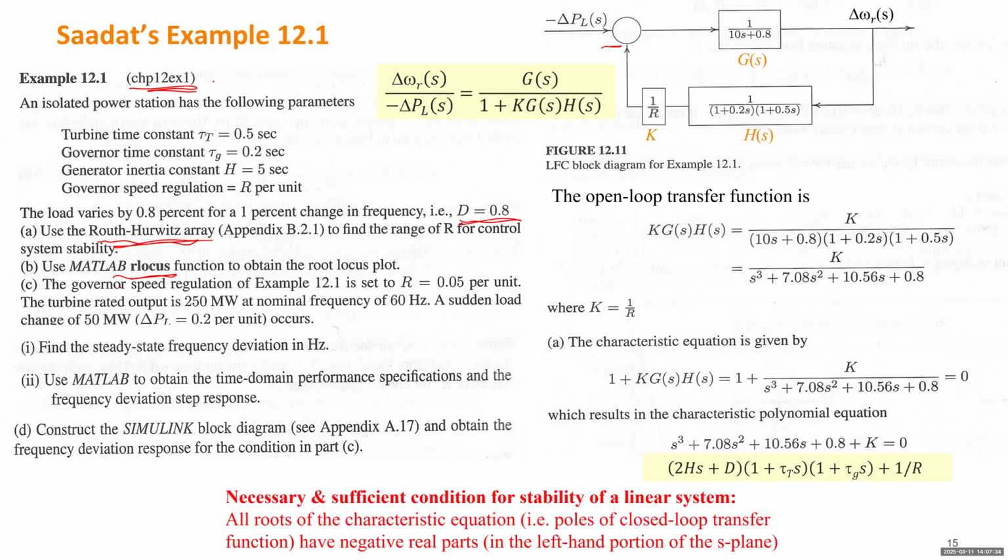There's a necessary and sufficient condition for stability of a linear system. If all roots of the characteristic equation, which are also the poles of the closed loop transfer function, have negative real part, which means they are all in the left-hand portion of the s-plane, away from the imaginary axis, then the system has to be stable. The next question is how to find the range of K such that all the roots are on the left-hand side of the s-plane.